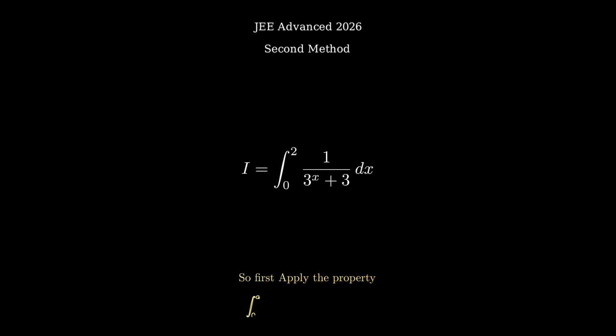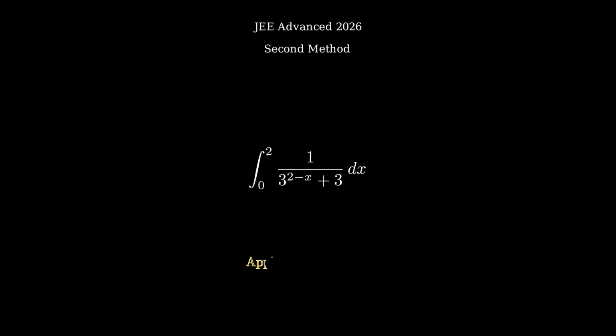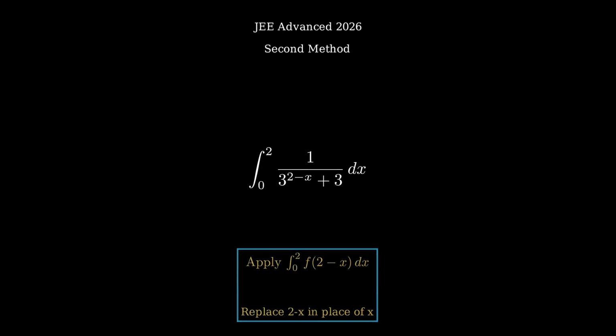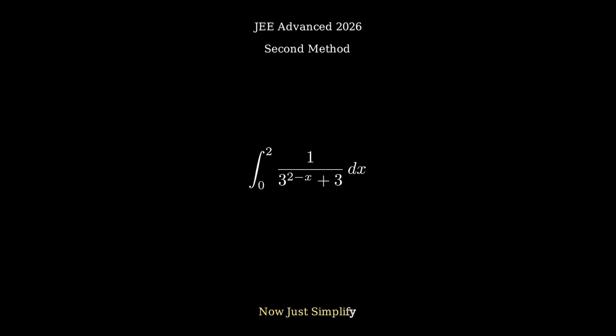Now come to the second method. Here take I as the integral given. Here apply an important integral property. In simple words, you have to replace x with 2 minus x. Now just simplify. So take the LCM here and take the 3 to the x up in the numerator.